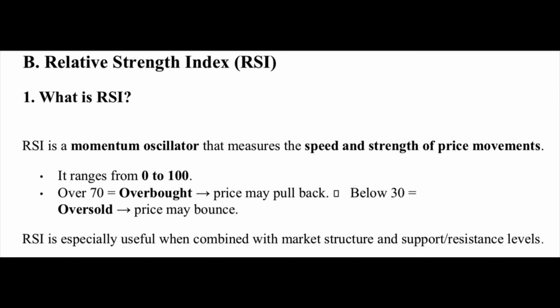First we're going to start off with a definition of the relative strength index, known as RSI, and we're going to take that straight from the PDF file that we have. RSI is a momentum oscillator that measures the speed and strength of price movements. It ranges from 0 to 100. Over 70 equals overbought, price may pull back. Below 30 equals oversold, price may bounce. RSI is especially useful when combined with market structure and support/resistance levels.